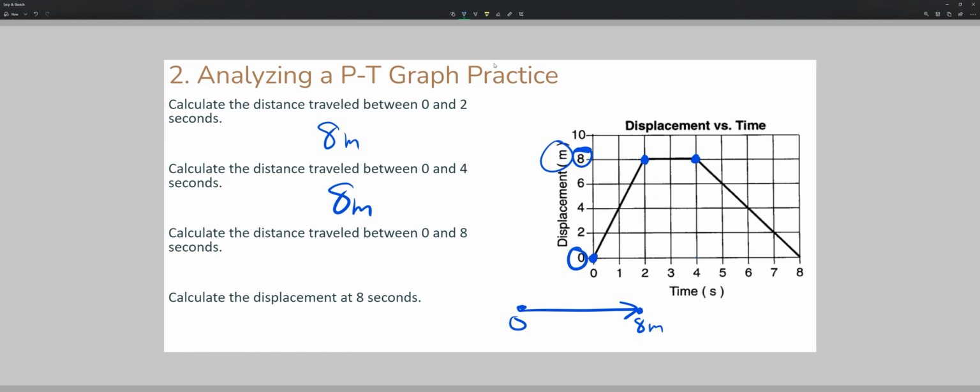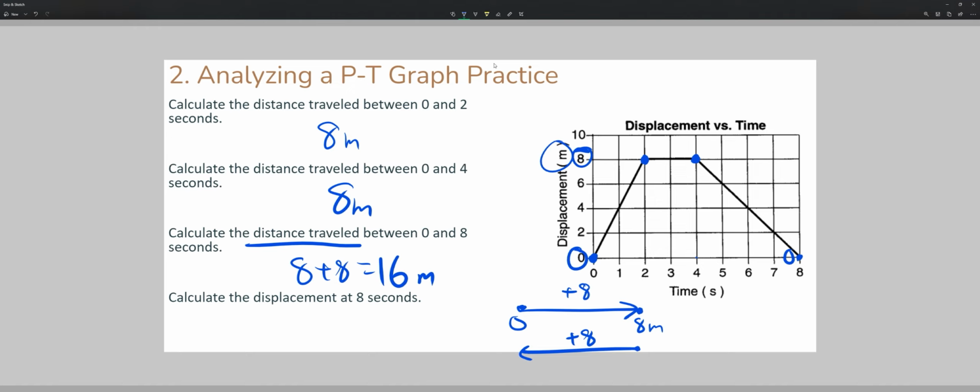The third question says calculate the distance traveled between 0 and 8 seconds. Right? So at 0, I'm at 0 meters. And at 8 seconds, I'm also at 0 meters. But the question wants total distance traveled. The thing here you have to keep in mind is that, well, from 0 to 2 seconds, I traveled 8 meters, right? But then from 4 to 8 seconds, I traveled another 8 meters, right? From 4 to 8 seconds, I traveled from 8 to 0. So in total here, my total distance traveled would be 16 meters.